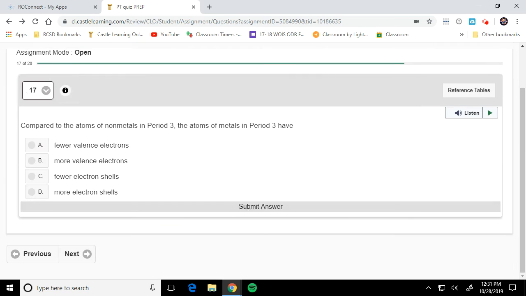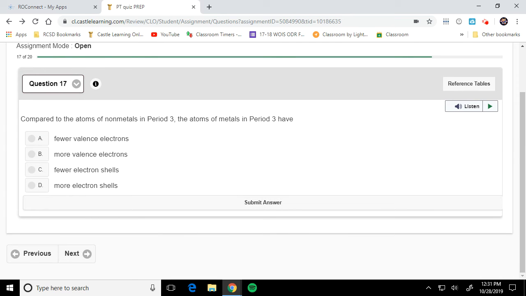Got it right. You know, when I get one of these wrong, y'all are going to laugh at me, right? If I get one wrong, if I read too fast or something. Compared to the atoms of nonmetals, atoms of metals in period 3 have fewer valence electrons. Well, is that true? Let's look.